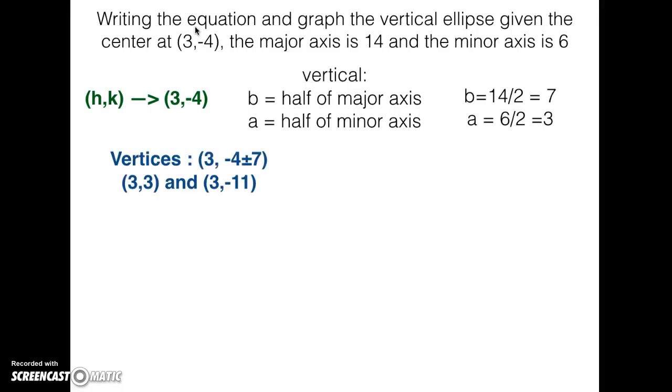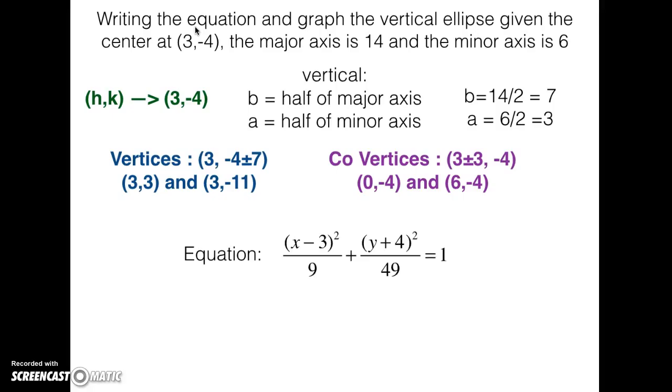To find the vertices, we're going to add or subtract 7 from the K value. 3, negative 4 plus or minus 7, we end up with the two vertices at 3, 3 and 3, negative 11. The co-vertices, we're going to add or subtract 3 from the H value, so we get 3 plus or minus 3, negative 4. So we have 0, negative 4, and 6, negative 4.